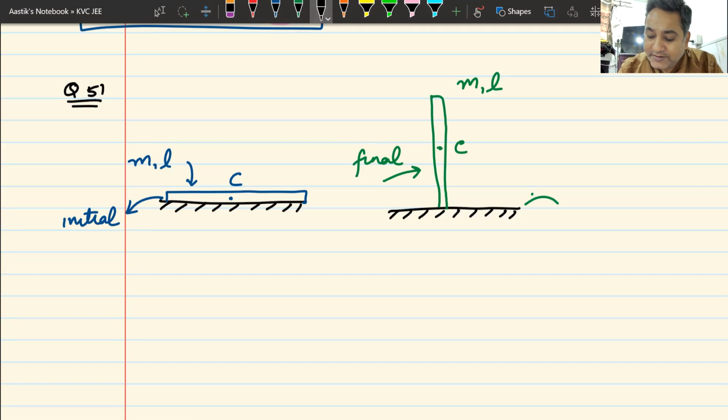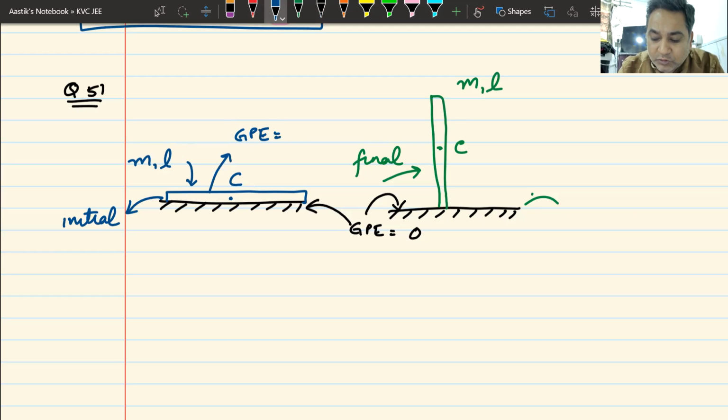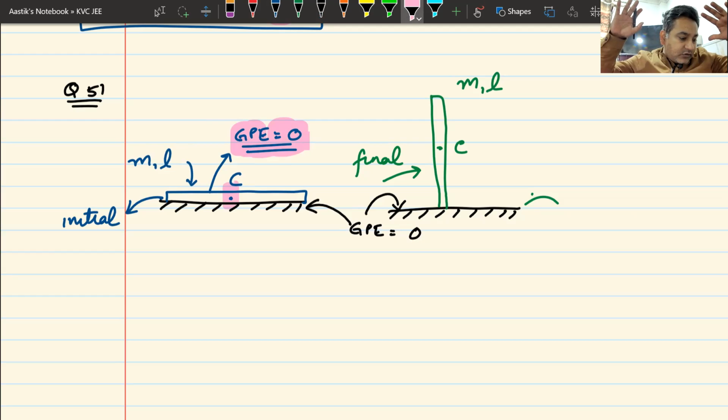Now remember, at all points in time, the gravitational potential energy of the ground is taken as zero. Whether the ground is here or here, same ground, gravitational potential energy of the ground is zero. Now, in case number one, the blue case, the gravitational potential energy of this rod is zero. In the first case, the center of mass lies on the ground. So the gravitational potential energy of this rod is zero. Do you understand this? Yes or no? Raise hand, it will give me more confidence.